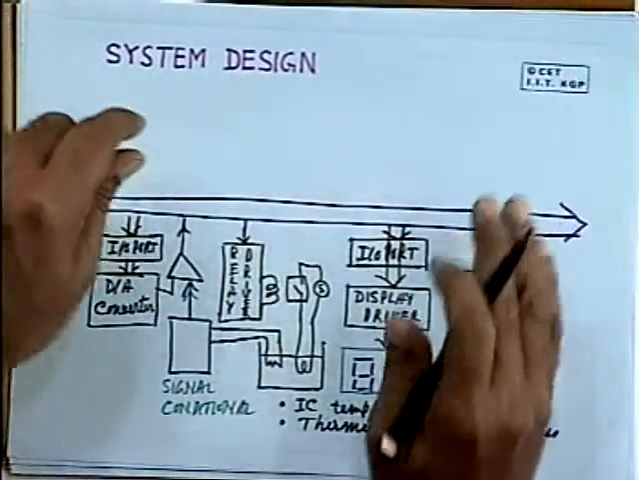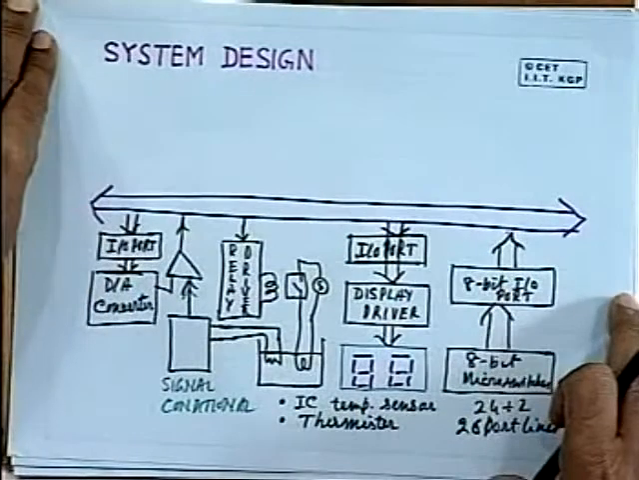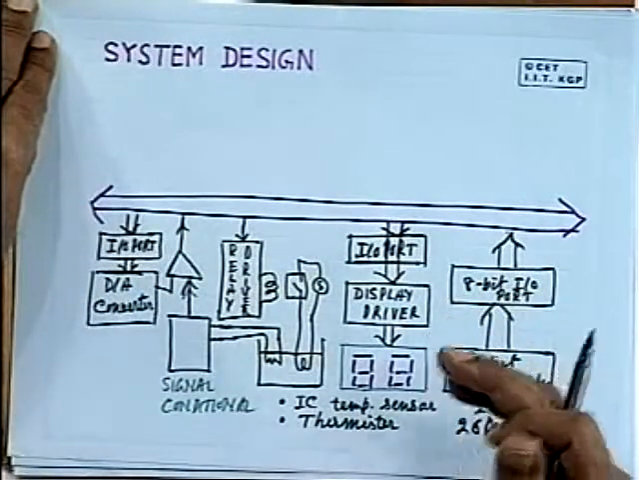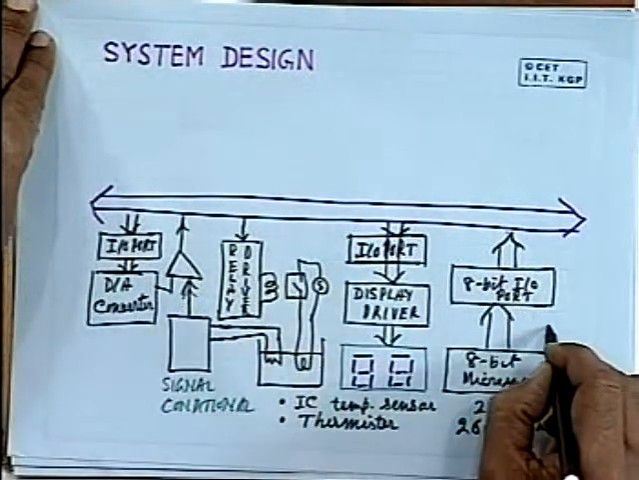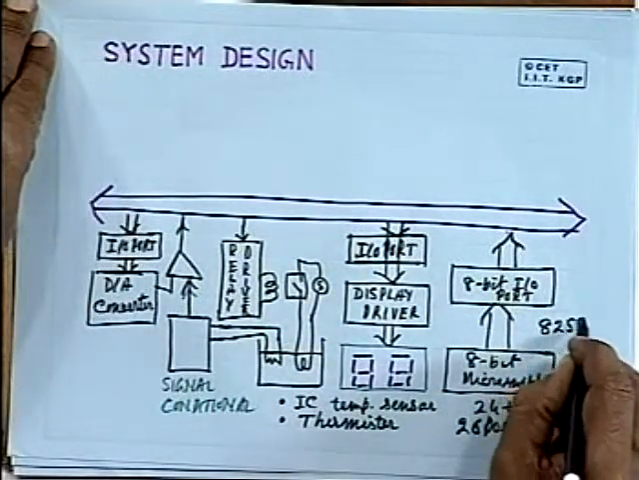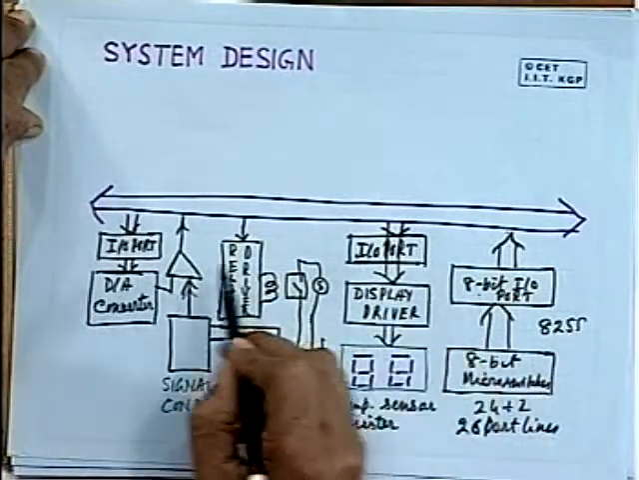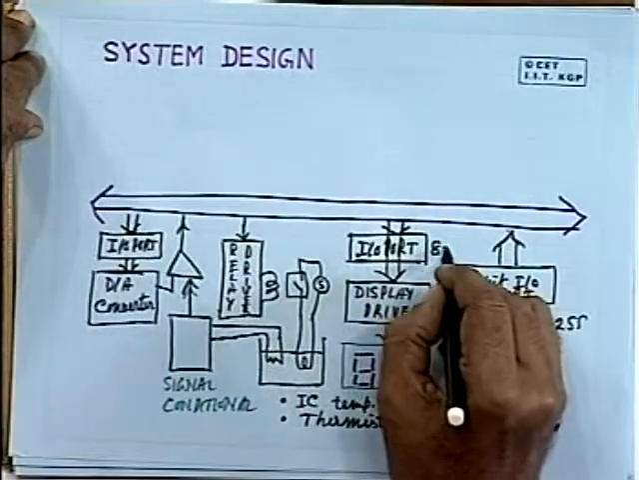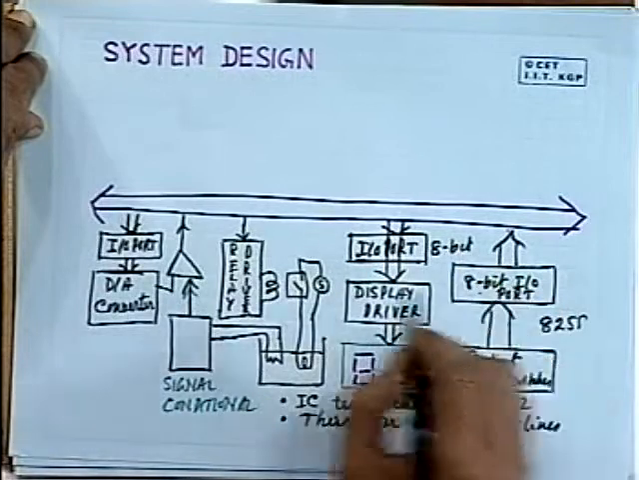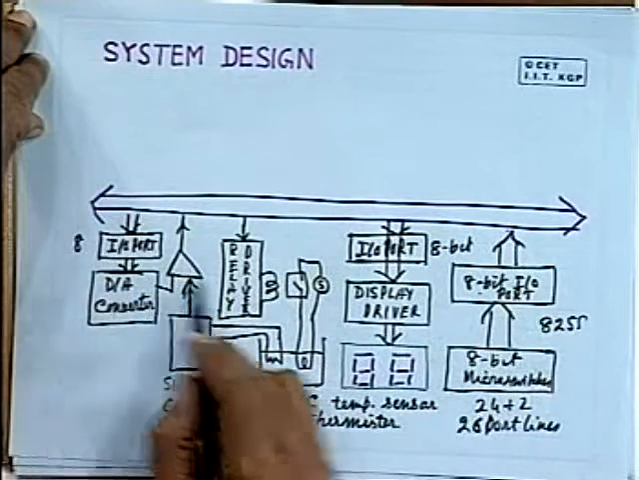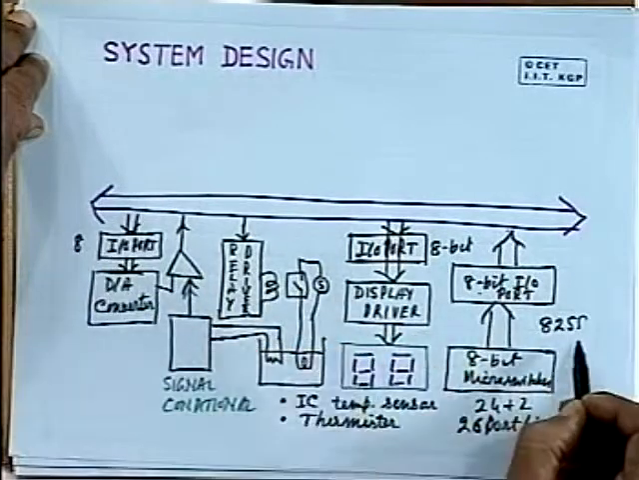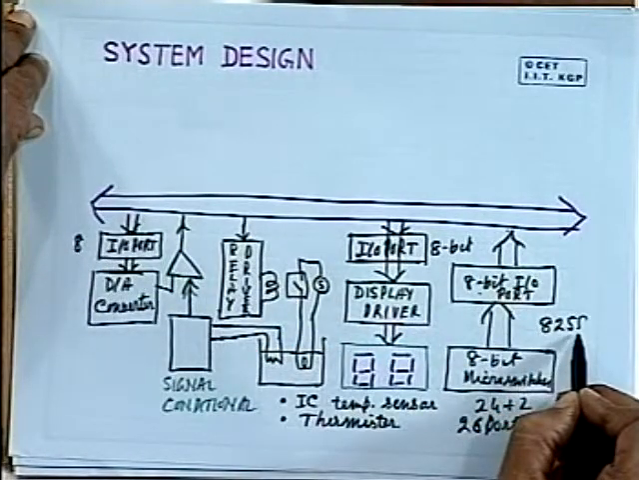The best way to obtain it without much overhead, means with the minimum number of chips, is to use one 8255, which will provide these 3 8-bit ports. This is an 8-bit port, this is another 8-bit port, and this is also an 8-bit port. So these 3 8-bit ports can be implemented by one 8255.